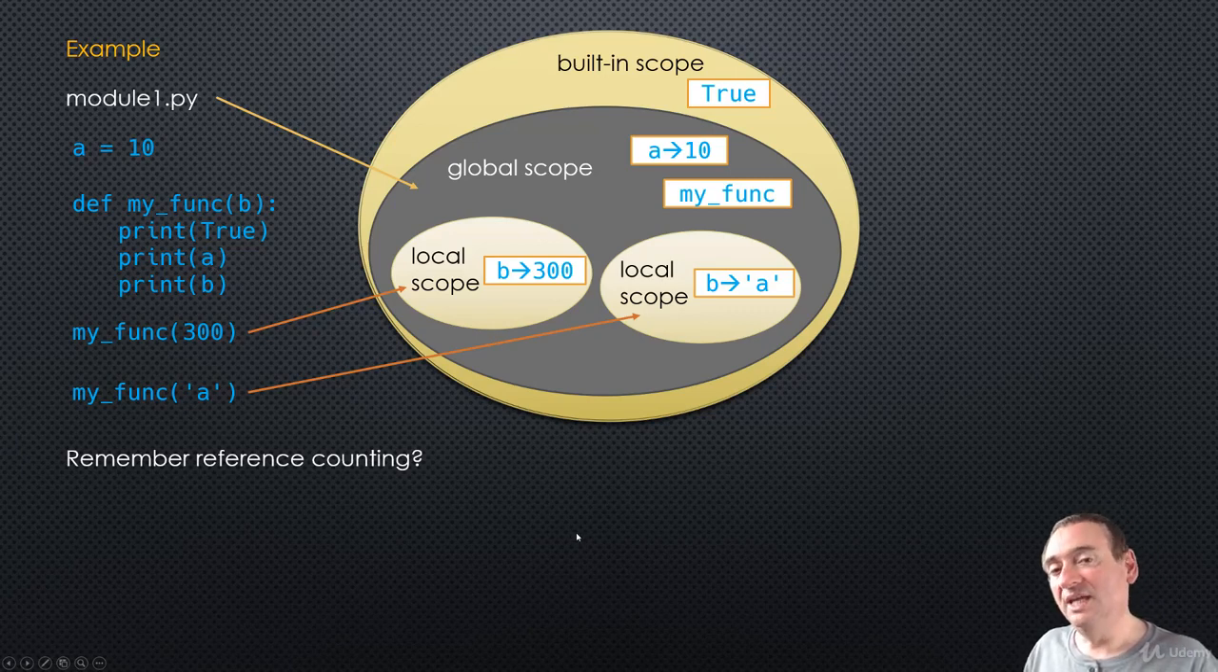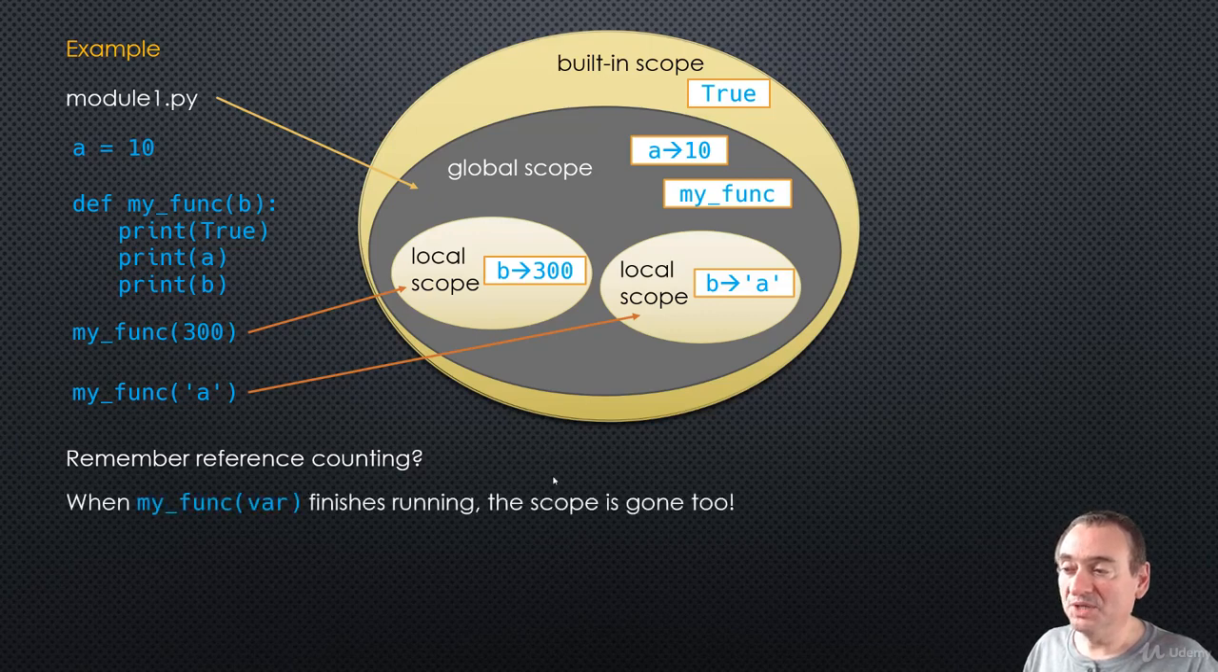Now, if you remember reference counting that we did way back in the beginning of the course, we talked about objects, and then every time we reference them, that means we have, let's say, a label that points to it, that increases the reference by 1. Well, what happens with the local scope is that once the function finishes running, all these bindings go away. They're cleaned up. The local scope is destroyed, right? The namespace is destroyed, which means that all these references are gone.